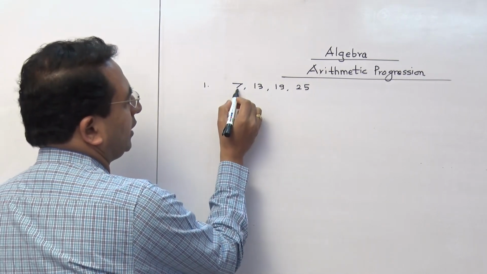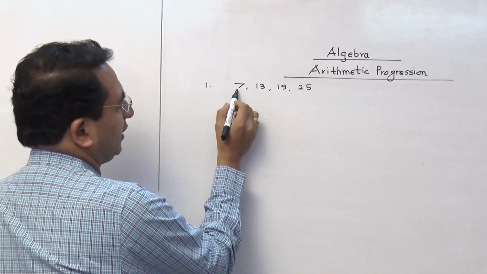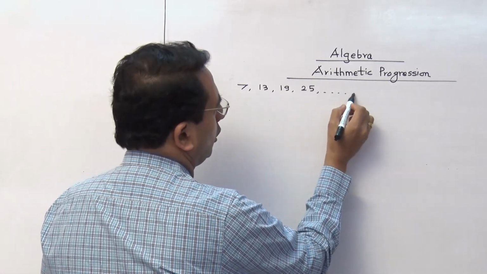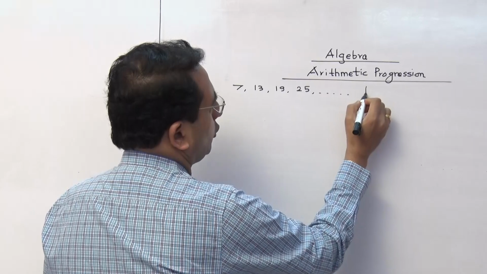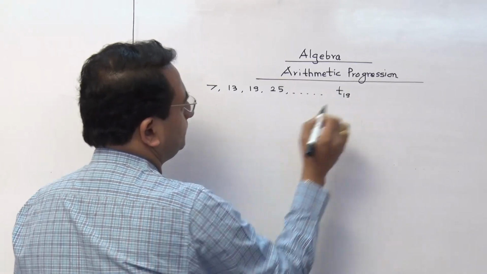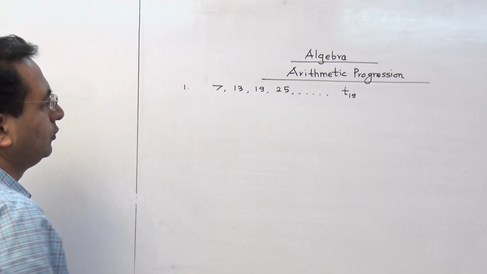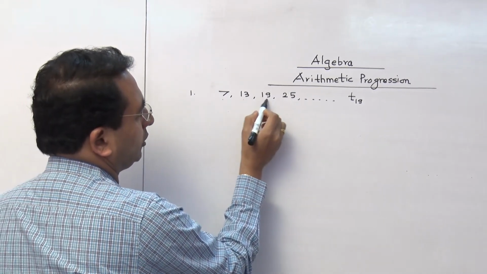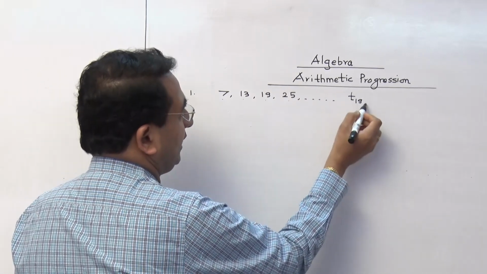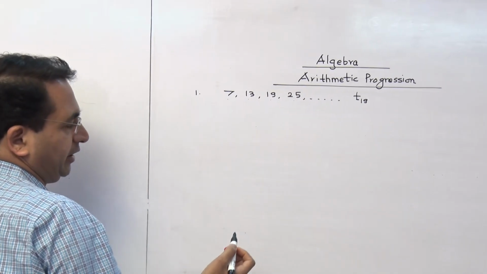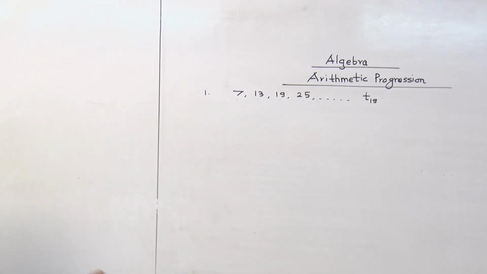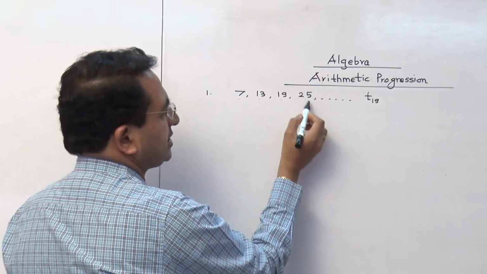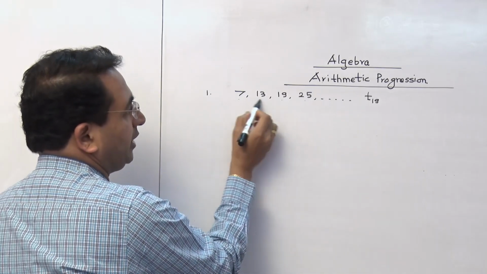See, we are given one arithmetic progression, 7, 13, 19, 25 and so on, and they are asking you to find T19. Now, this is term number 1, this is term number 2, third term, fourth term, and we have to calculate the 19th one. Practically, if you are given an objective question and you don't know the formula, you can just go on adding 6, because of the common difference we get.